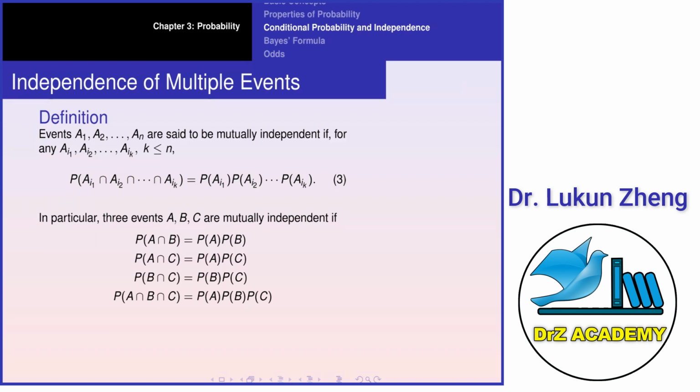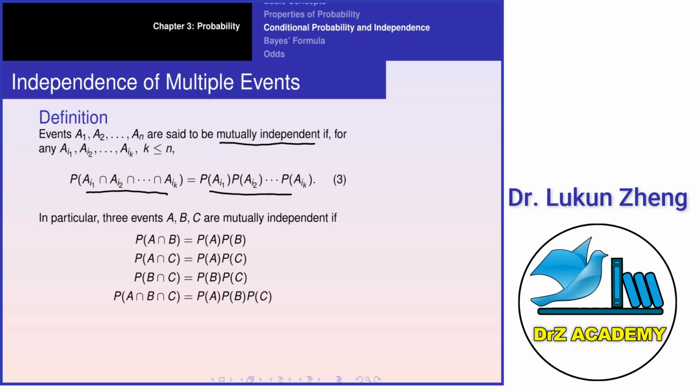Okay, now let's move on to the independence of multiple events. Let's consider the events A1, A2, till AN. They are said to be mutually independent if, for any subset Ai1, Ai2, ..., Aik, where k is less than or equal to n, the probability of the intersection equals the product of their probabilities. This is for any selection of the events.